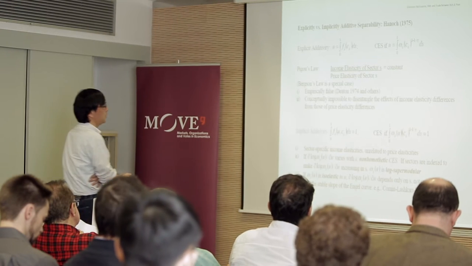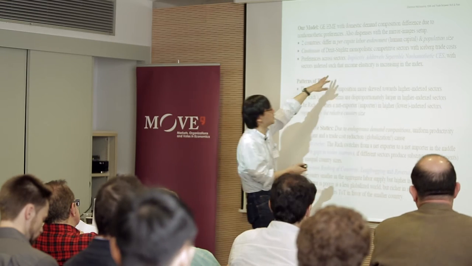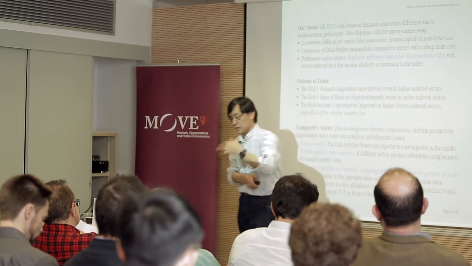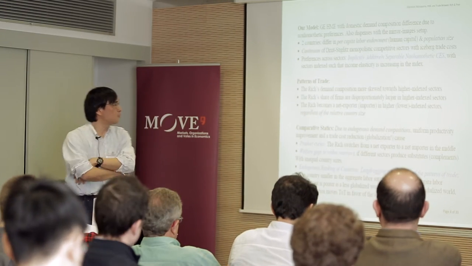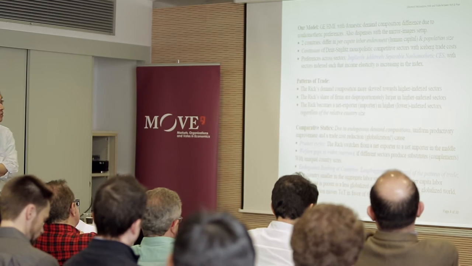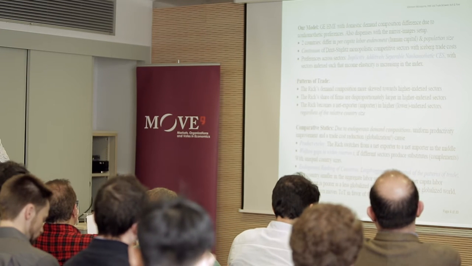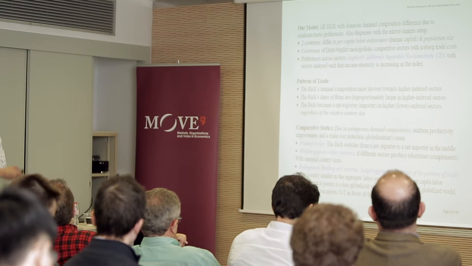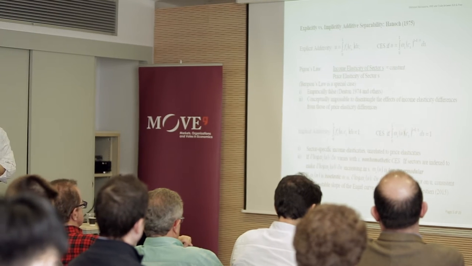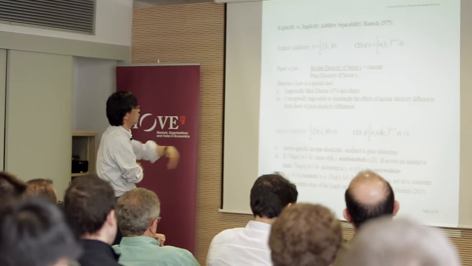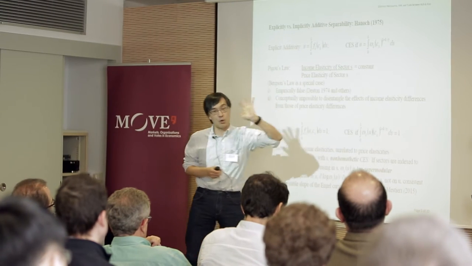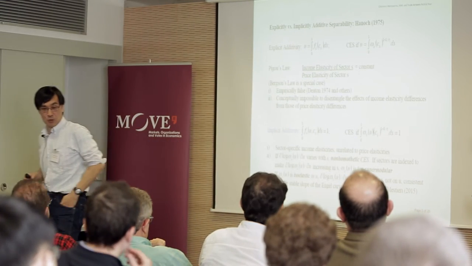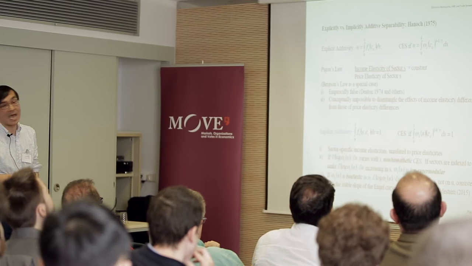Now, let me explain this. This is the new key innovation here. Implicitly, I'm using this relatively unknown form of the utility function called the implicitly additive separable CES. So let me explain what this is. Actually, it's not that new, it's just relatively unknown. Let's go back to the 1975 Econometrica paper by Hanoch.